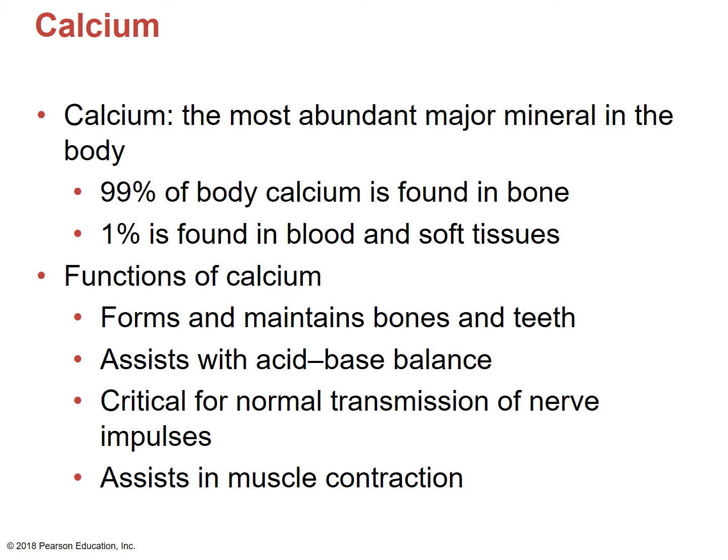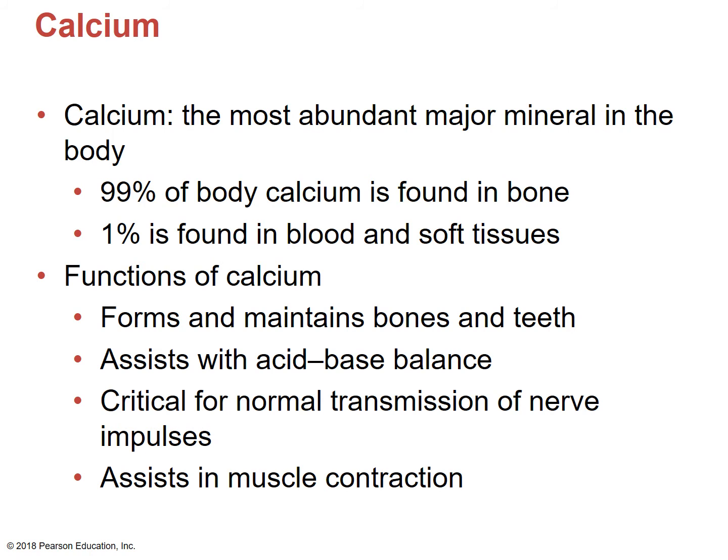Recall in Chapter 1 that the major minerals are those required in our diet in amounts greater than 100 milligrams per day. Calcium is by far the most abundant major mineral in our body, comprising about 2% of our entire body weight. Not surprisingly, it plays many critical roles in maintaining overall function and health.